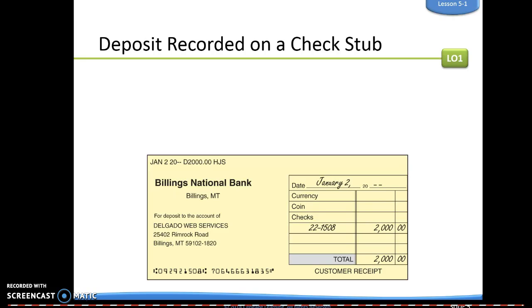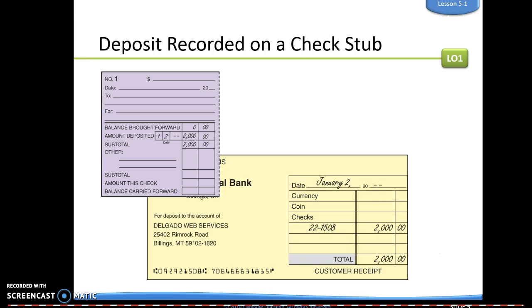Now, when we deposit something, we are going to record that on a check stub. This is an example of a check stub. Depending on where you work or depending on if it's personal, your check stubs may look different. I'm assuming that most of you have used checks or seen checks, you probably have not seen a check stub that looks like this. A check stub is really just keeping record of what you have in your account.